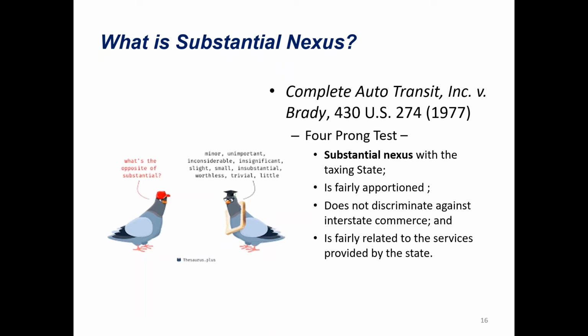and it clearly provided the criteria for what becomes a valid tax under the Constitution. Complete Auto Transit was a Michigan company doing business in Mississippi, and the court found that the Mississippi tax was valid: the activity was substantially connected to that state, it was fairly apportioned, it did not discriminate against interstate commerce, and it was fairly related to the services provided by that state.